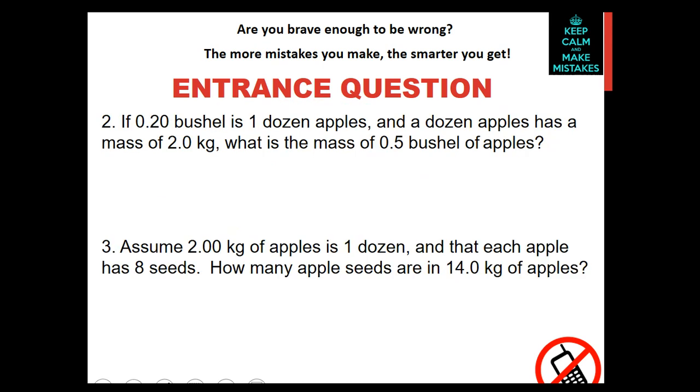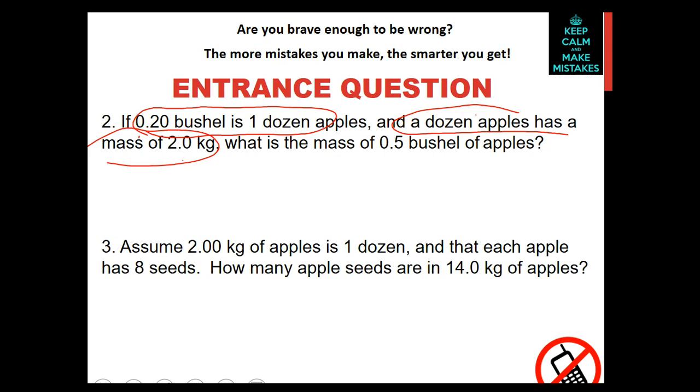If 0.2 bushel, so not quite a whole bushel, is 1 dozen apples, and a dozen apples has a mass of 2 kilograms, what is the mass of 0.5 bushel of apples? So a half bushel. All right, well, let's figure out what is my conversion factor here, or maybe several conversion factors. Well, it says if 0.2 bushel is 1 dozen. Okay, that means if I have 1 dozen, it equals 0.2 bushel. That's a conversion factor. And a dozen apples has a mass of 2 kilograms. So that's another conversion factor. For every 1 dozen, it weighs 2 kilograms.